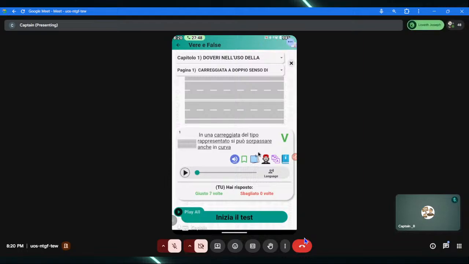So, if you have any question, raise up your hand and ask me. Any question? Lovett Joseph. Lovett. Good evening, sir. Good evening. And this overtake is so. What if, for example, one car overtakes, then the motorist behind wants to overtake too?